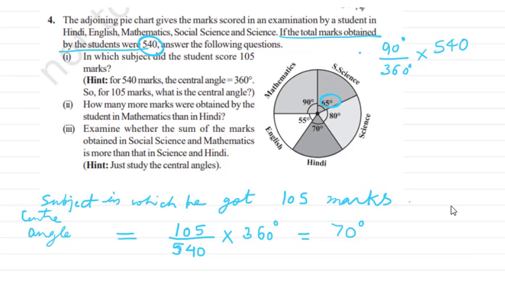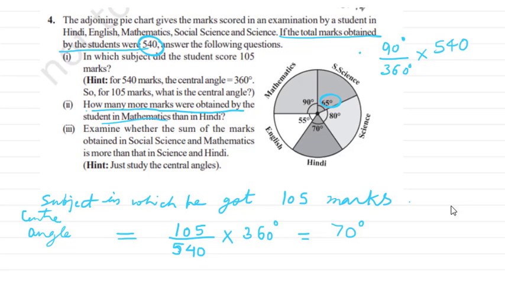Now let's see the second part. In the second part you have this question: how many more marks were obtained by the student in mathematics than in Hindi? Basically here we have to find the difference between the marks obtained in maths and Hindi.